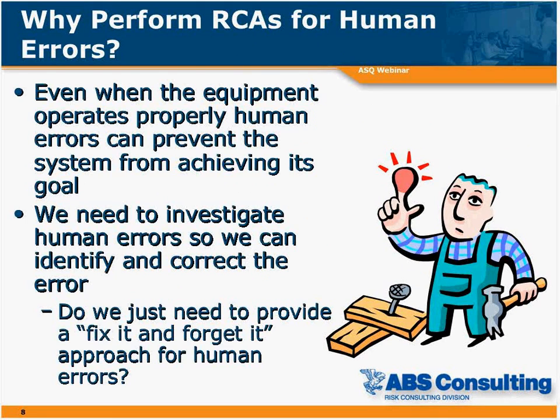So let's go a little bit here and talk about people. Performance analysis for human errors. Well, we said it. Even if the equipment operates properly, human errors can prevent the system from achieving its goal. People can misstate equipment, inadvertently turn it on, so we need to investigate human errors so that we can identify and correct them also. Do we need to provide a fix-it-and-forget-it approach for human errors? Will that work for us in any type of situation?